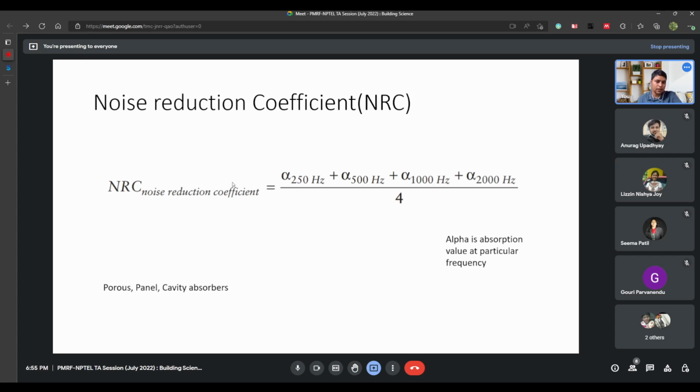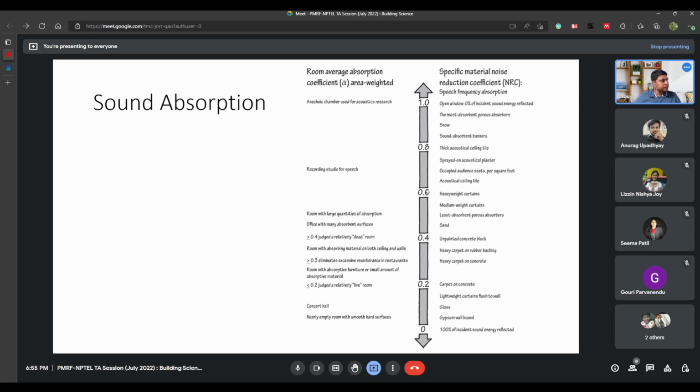Here you see, the noise reduction coefficient takes four different alpha values at frequencies starting at 250 hertz and ending at 2000 hertz, and takes an average of them. And this chart shows the relation between the absorption coefficient of an area-weighted room along with specific materials' noise reduction coefficient.